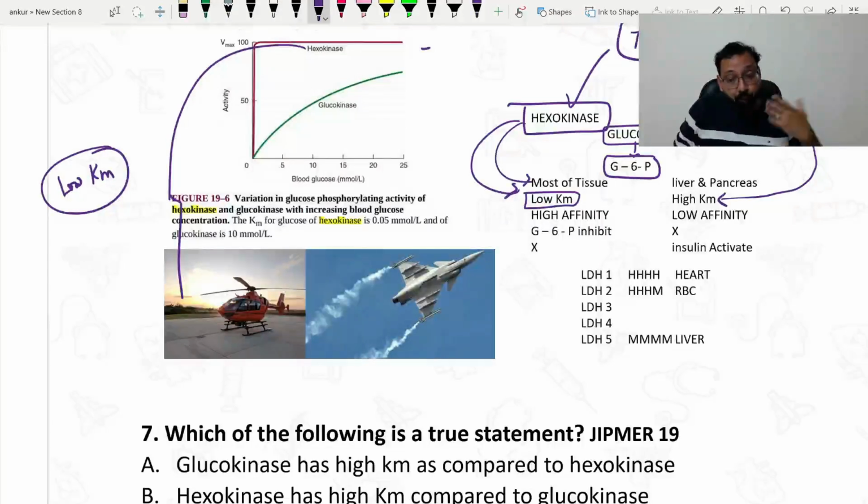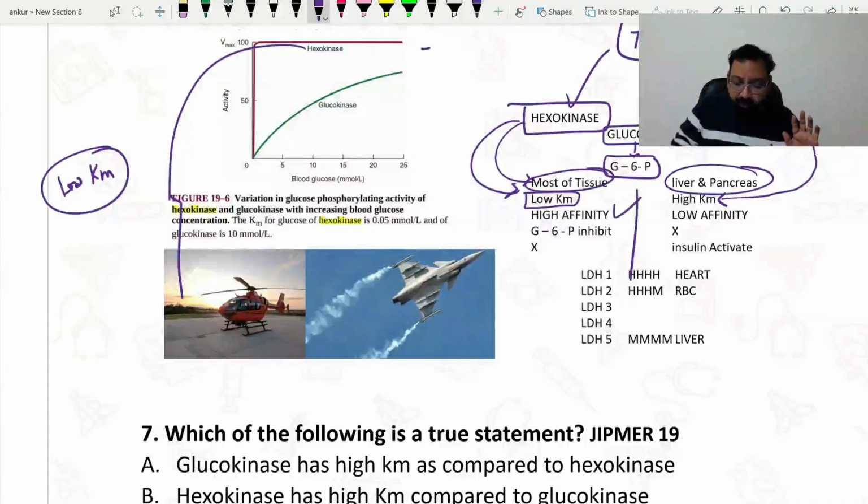Hexokinase organ distribution is different: most tissues for hexokinase, and liver and pancreas for glucokinase. Yes, organ distribution may be different, their affinity may be different, their inhibitors may be different, their activators may be different, but they catalyze the same reaction. Isoenzymes.